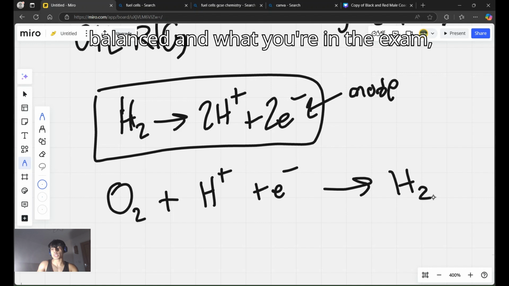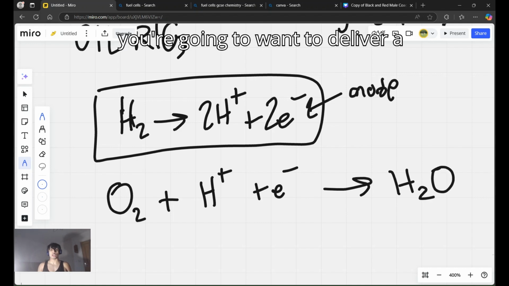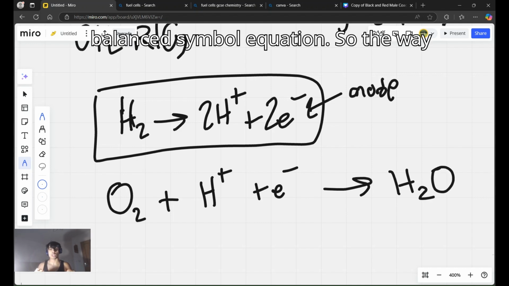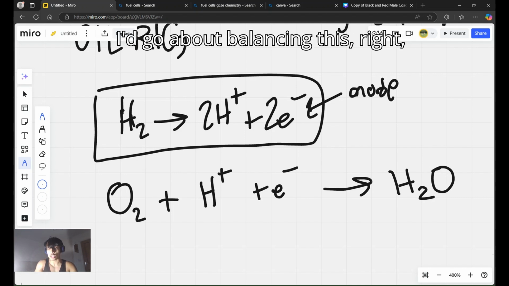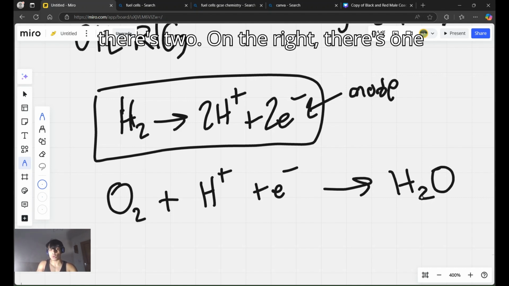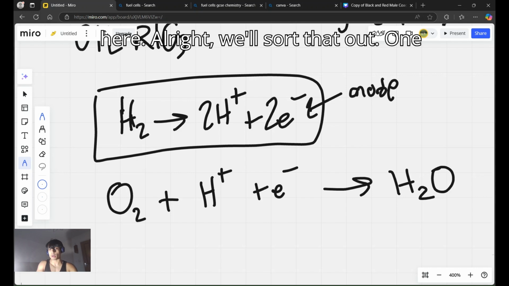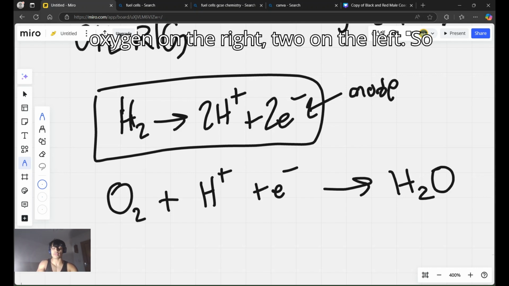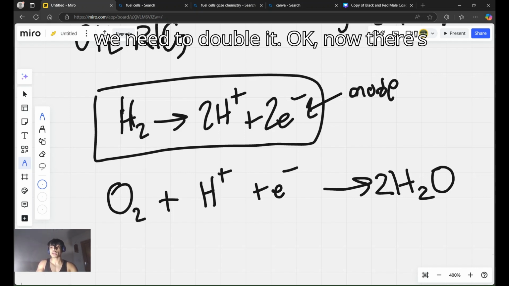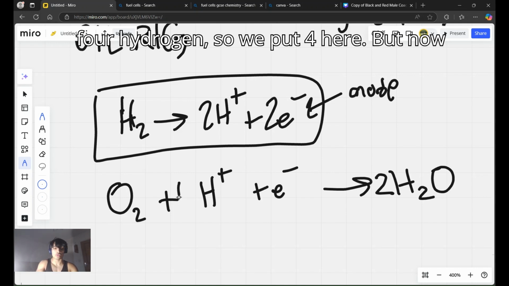However, this isn't balanced. And in the exam, you're going to want to deliver a balanced symbol equation. So the way I'd go about balancing this, there's two hydrogens on the right, there's one here, we'll sort that out. One oxygen on the right, two on the left. So we need to double it, okay? Now there's four hydrogens, so we put four here.